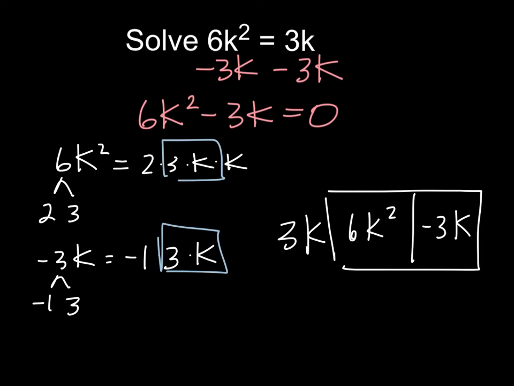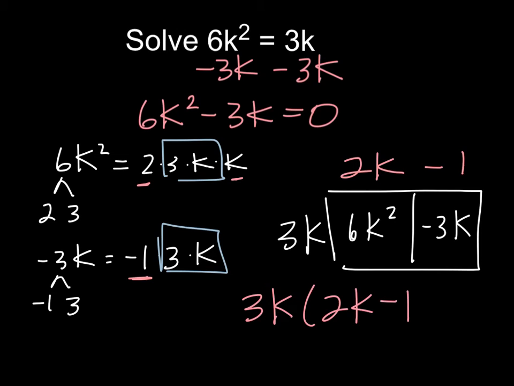And then remember, leftovers go above the box. So from 6k squared, I didn't use the 2 and I didn't use the k. So that goes above. From the negative 3k, I didn't use that negative 1. And then rewrite what you got. So we have 3k times 2k minus 1.